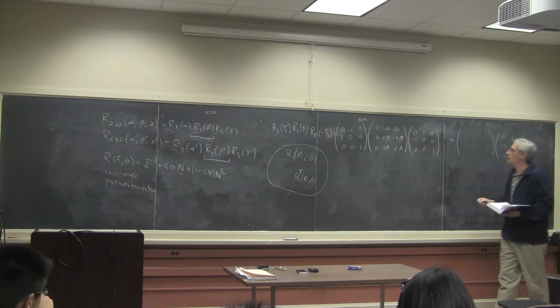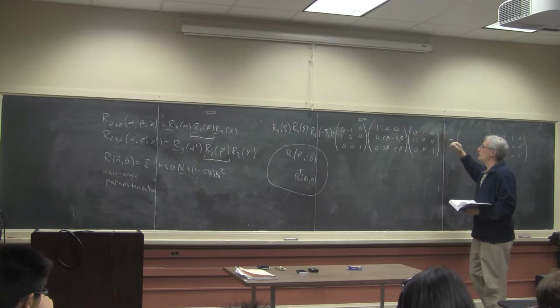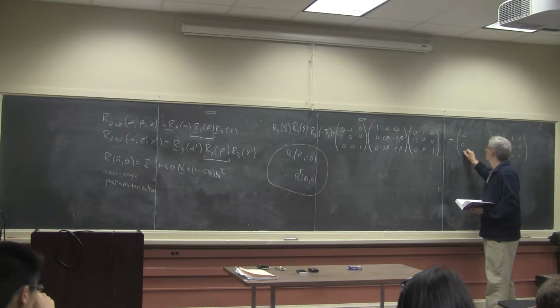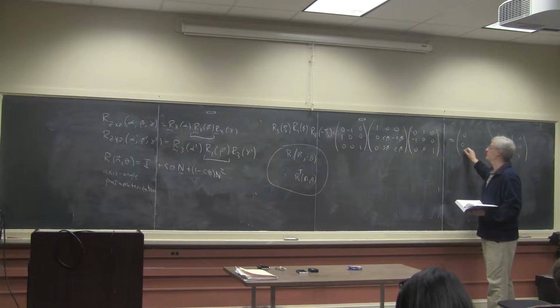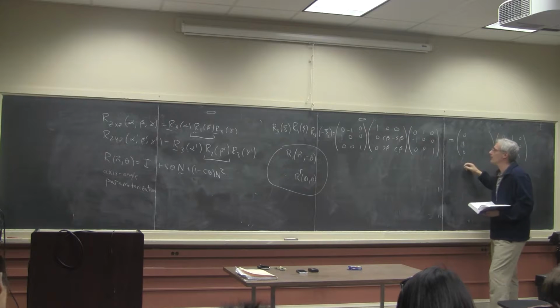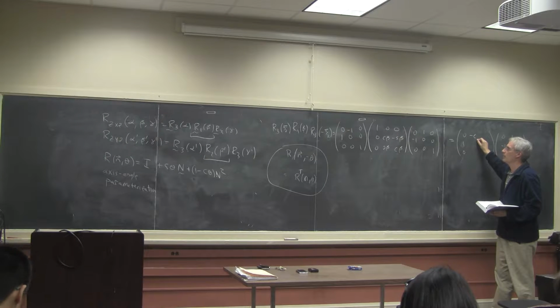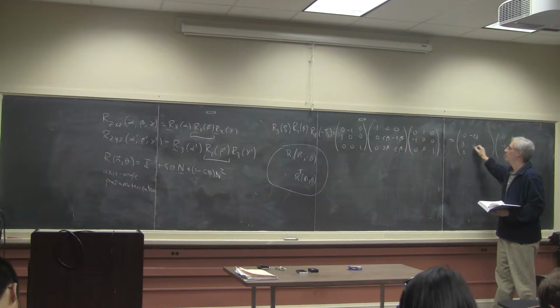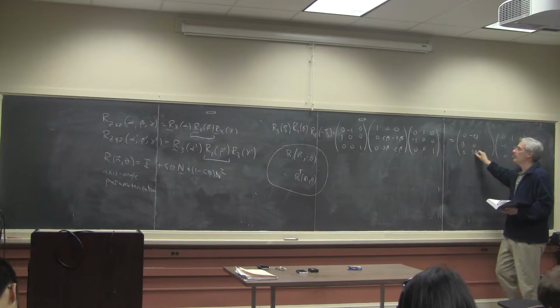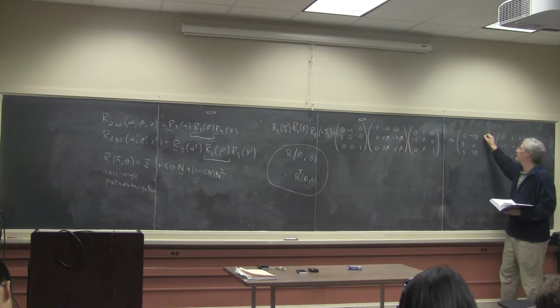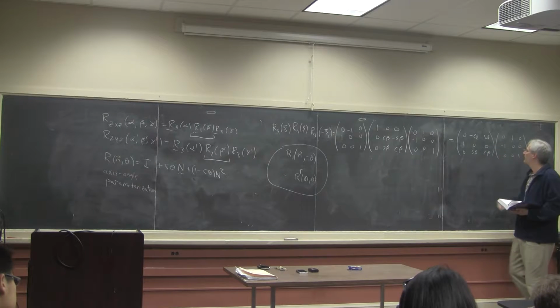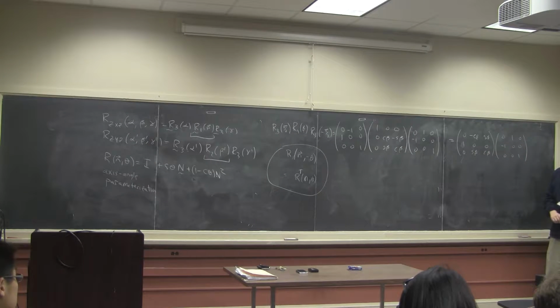So I multiply the first two out, I get 0, 0, 0, can't be 0, 0, 1, 0, okay. And then I get a negative cosine beta, 0, sine beta. And then over here, I get a sine beta, 0, cosine beta. Okay, does that look right?